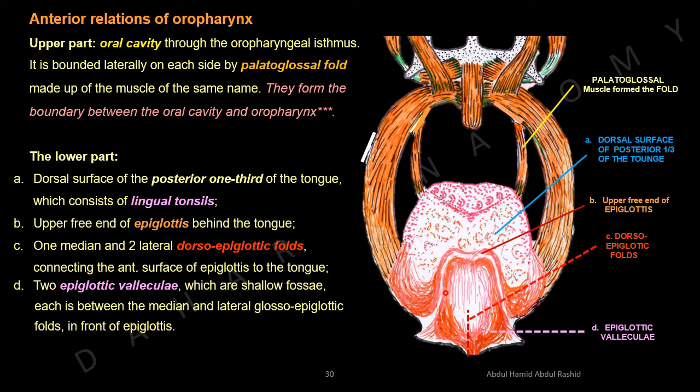Between these three glosso-epiglottic folds, we have the epiglottic valleculae. You can see here a shallow fossa, each between the median and lateral glosso-epiglottic folds in front of the epiglottis. In this diagram, we cannot see that vallecula.